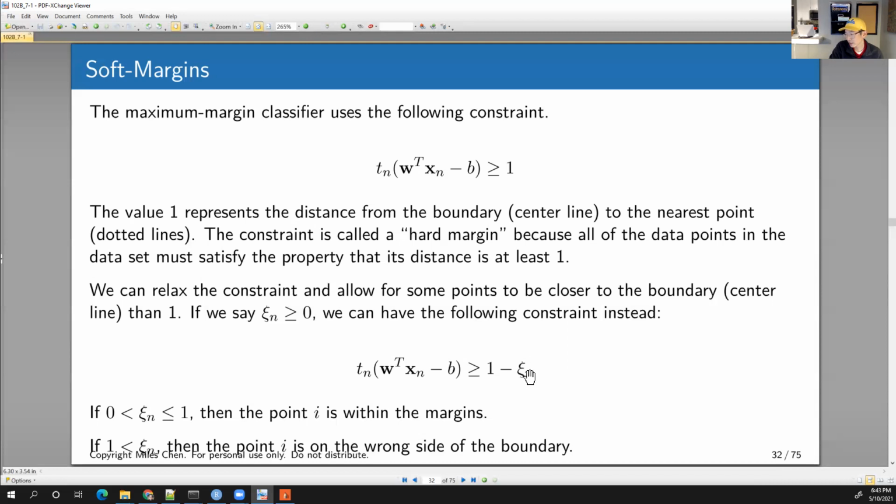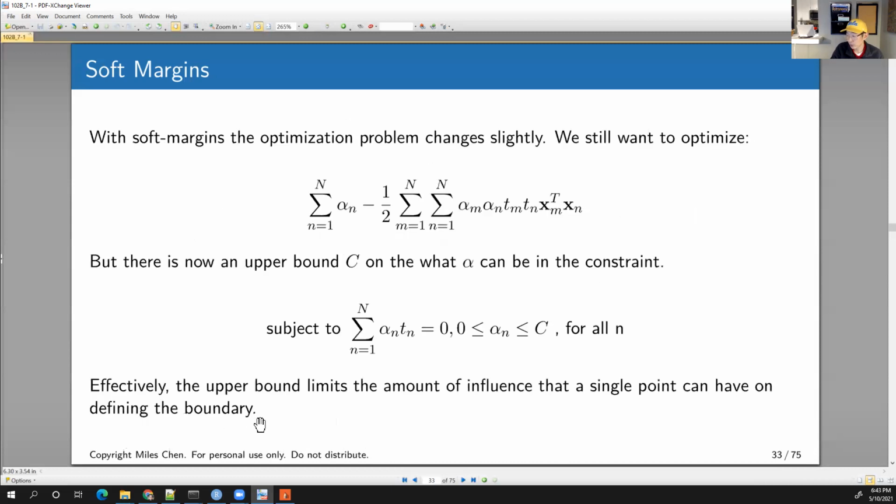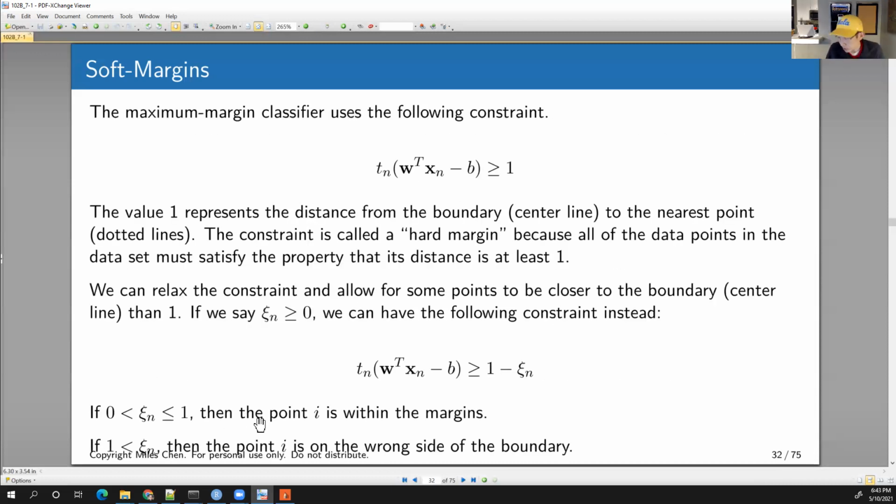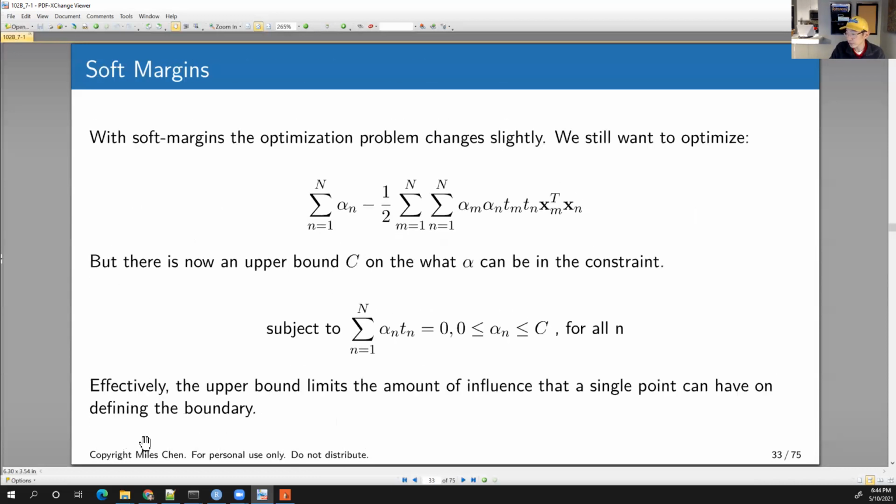There's this xi value, and xi can be anything greater than 0. It can be between 0 and 1, where you allow points to end up within the margin, or you can have xi even greater than 1, where points can end up on the wrong side of the boundary, right?